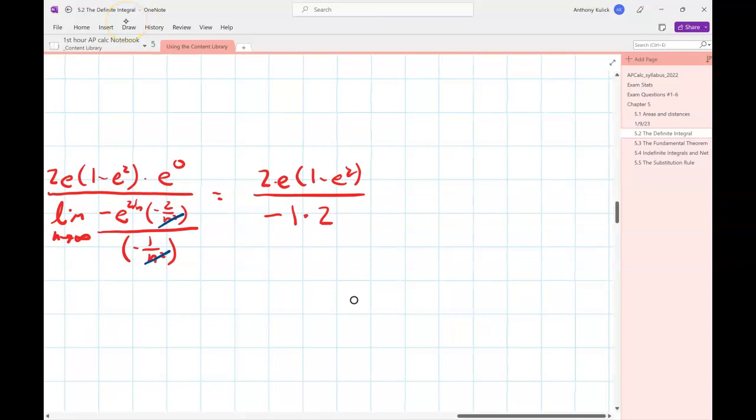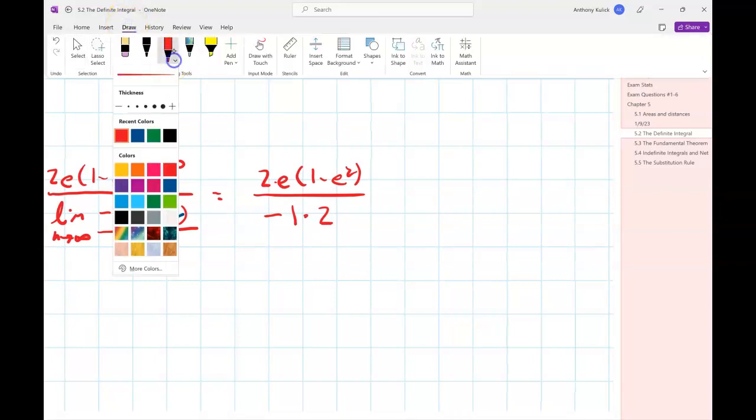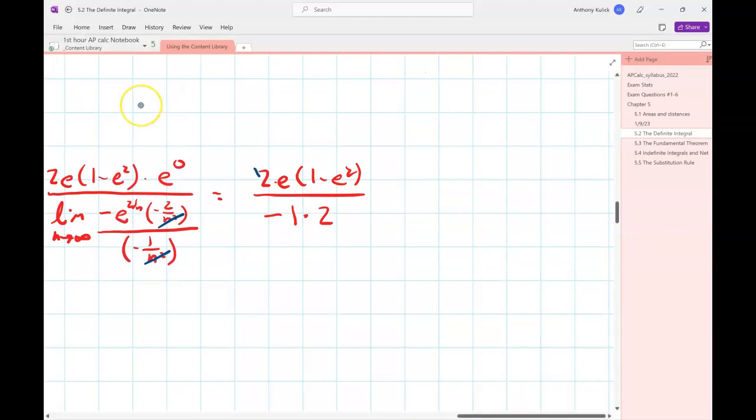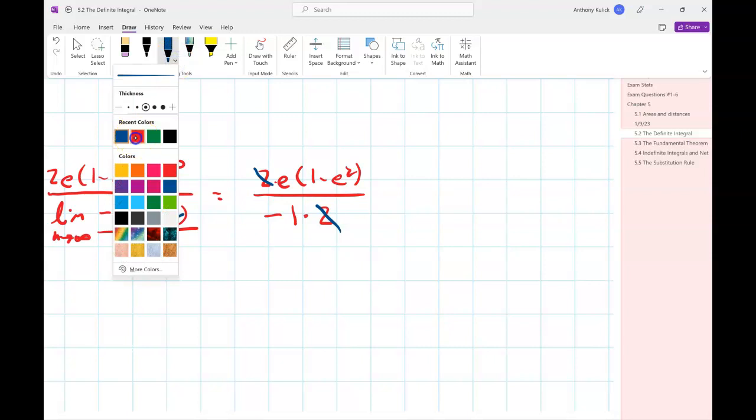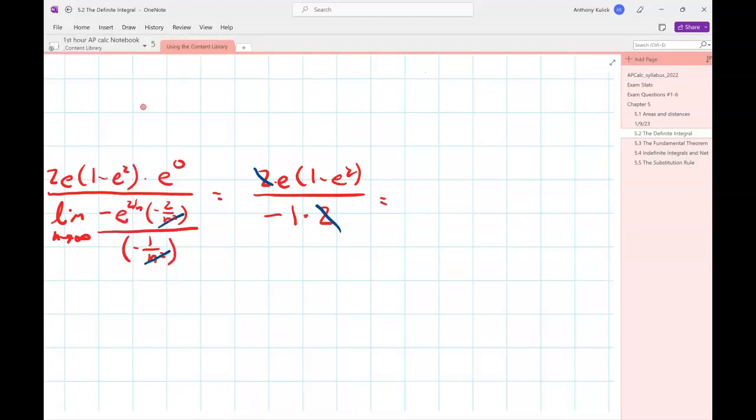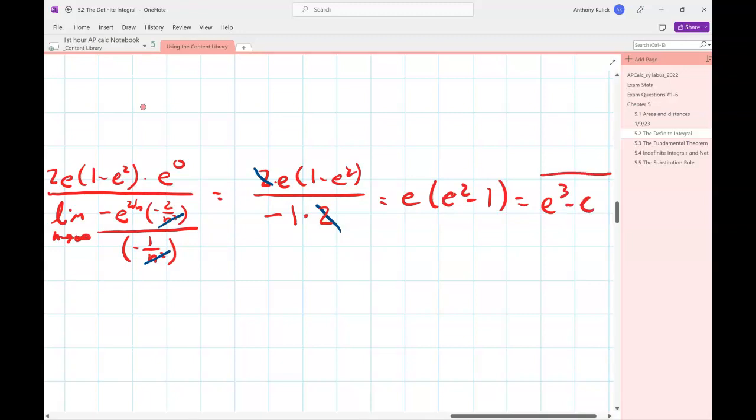My limit's gone now. So I can just now simplify what's going on here. So I'll cancel out the 2's. And then I'll divide by that negative 1. And then if I distribute my e through, yeah, because I divided the negative 1 in.